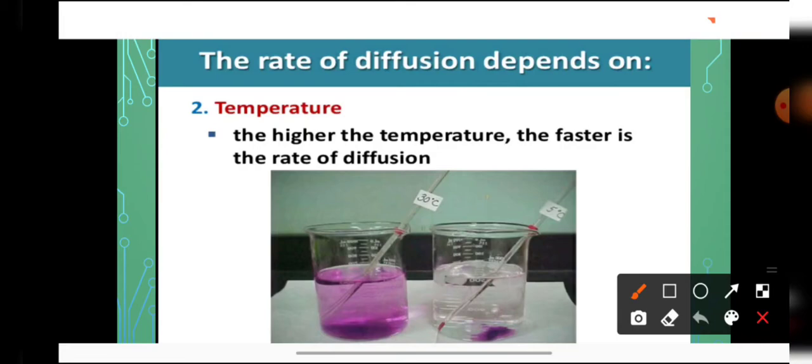So here we can see in the figure that when we are increasing the temperature, the rate of diffusion also increases. This is the beaker which is filled with water at a temperature of 5 degrees Celsius. Here the molecules are diffusing very slowly, but when we increase the temperature from 5 degrees Celsius to 30 degrees Celsius, we can see that the molecules of the dye are diffusing faster, hence the rate of diffusion also increases. It means if we are increasing the temperature, the rate of diffusion also increases.